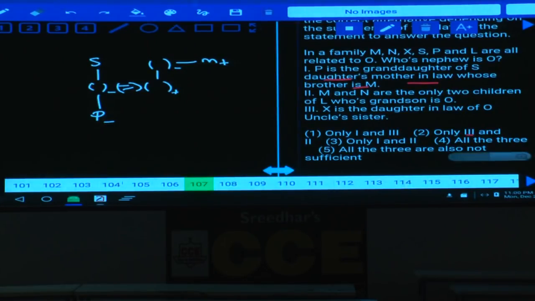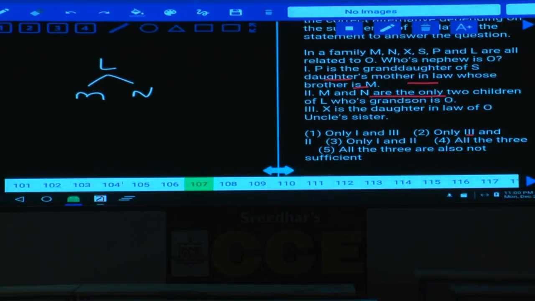And again if you combine 3 and 2, what happens here? M and N are the only 2 children of L. L's grandson is O, which means O can be the son of M or the son of N, isn't it? Then this is our condition number 2.